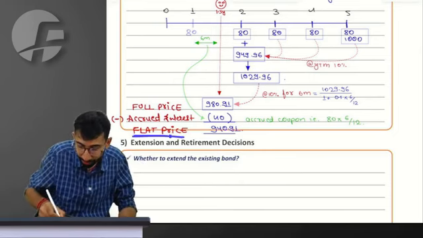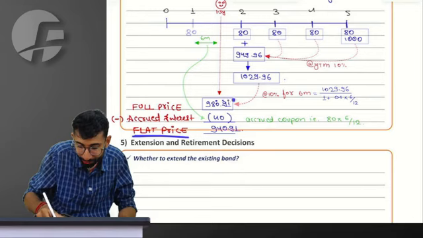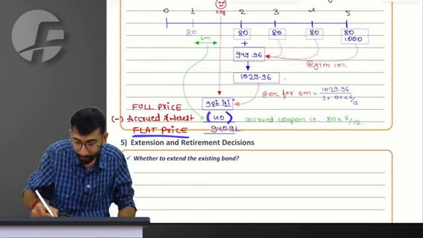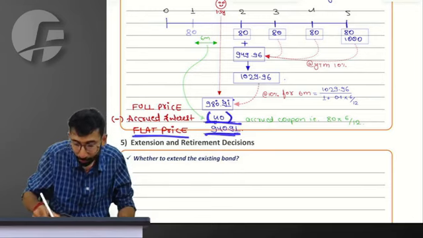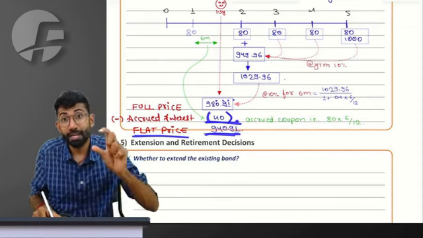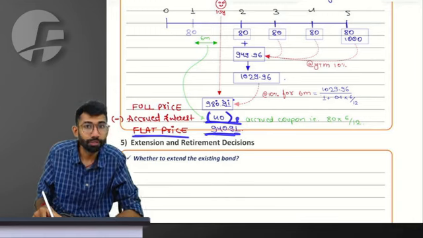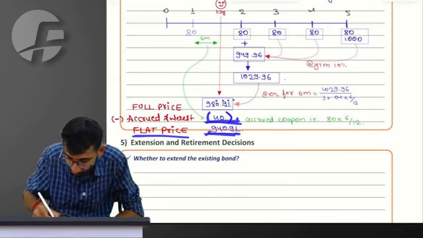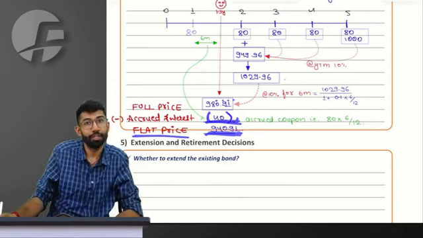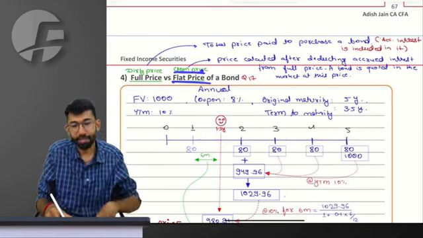So what you are paying to him is 980.91 minus 40, the flat price of 940.91, which is the price specifically for the bond excluding the amount of coupon. This is called the flat price, and this is also called the clean price.